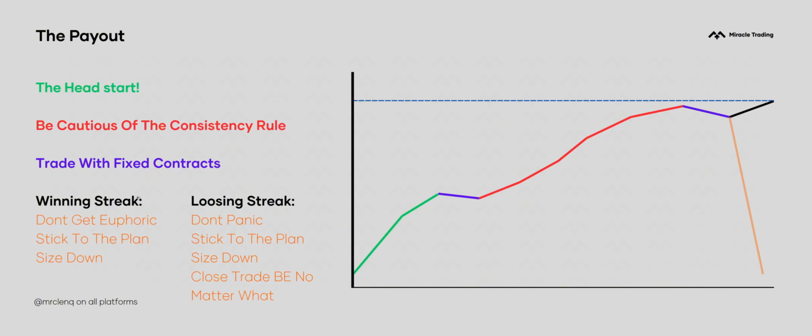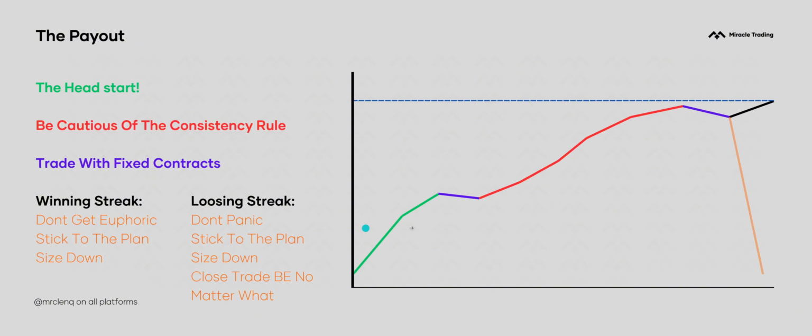When you're in a winning streak, don't get euphoric, stick to the plan and size down. What I mean by this is, let's say after the 5 winning days or the 5 winning streak, size down to the minimum contract, which is 1. So we don't fall off right here.